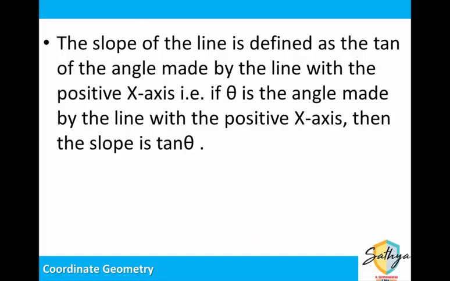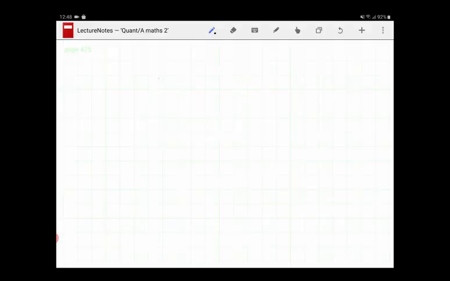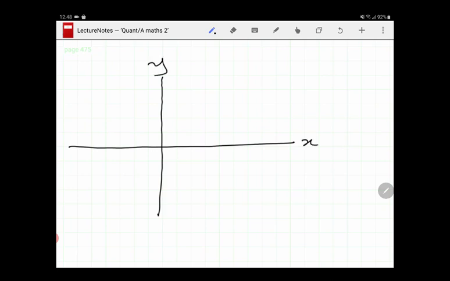Now, there is a concept called the slope of a line. The slope of a line is nothing but the tan of the angle made by the line with the positive x-axis. So to make things clear, let us say that we have our x and y axis marked here. Now supposing I have a line like this. Let us say this line is L.